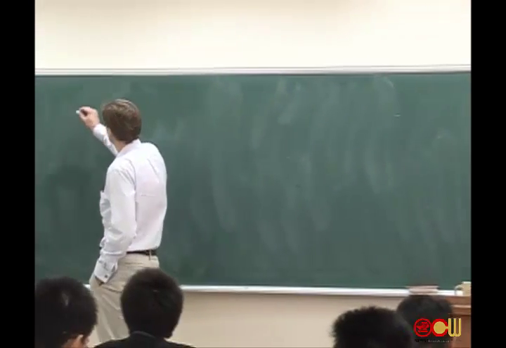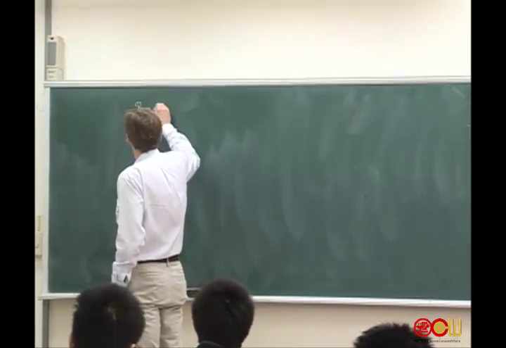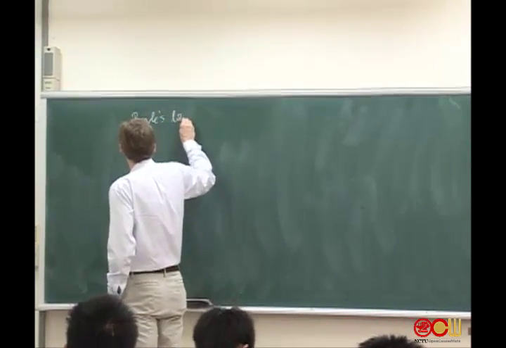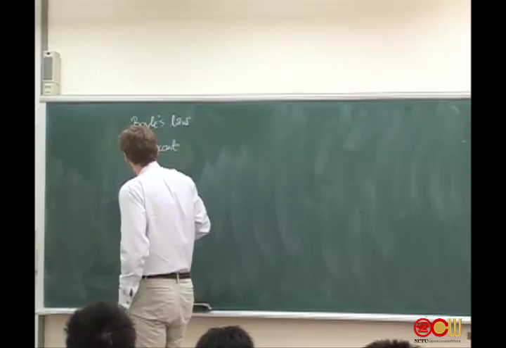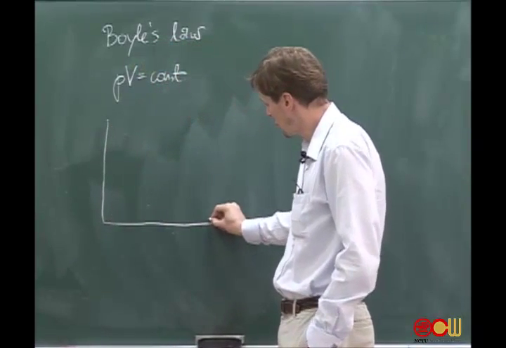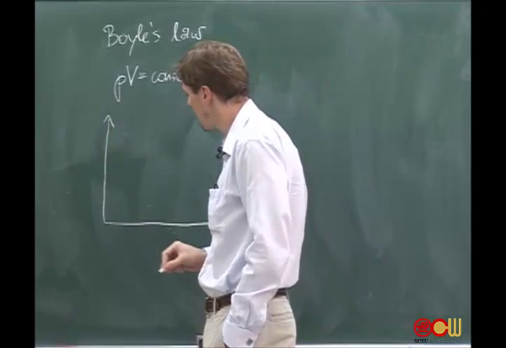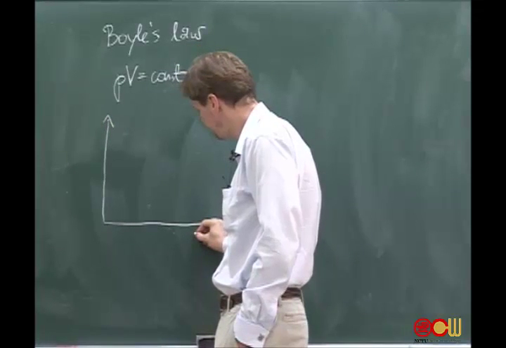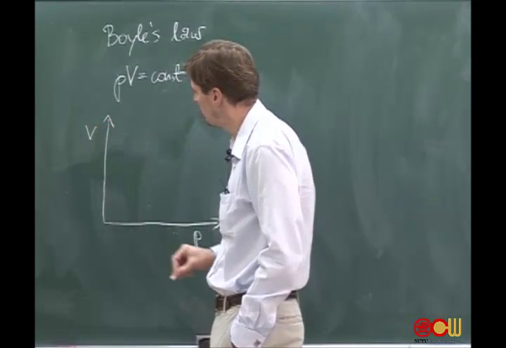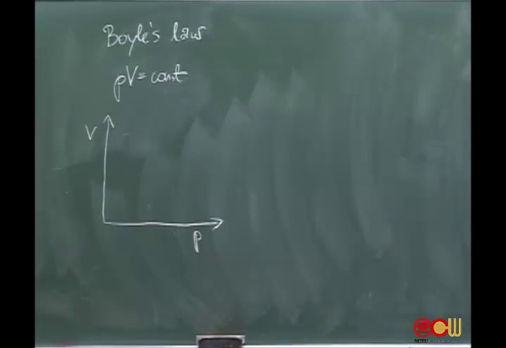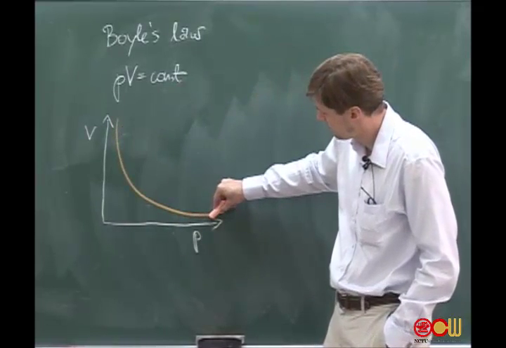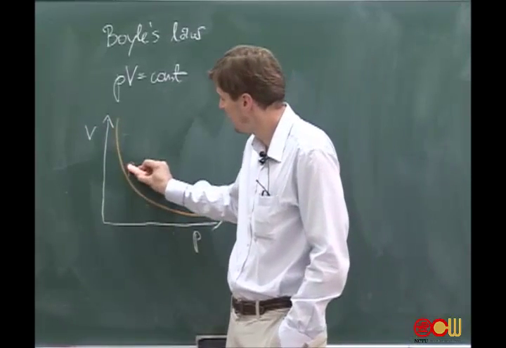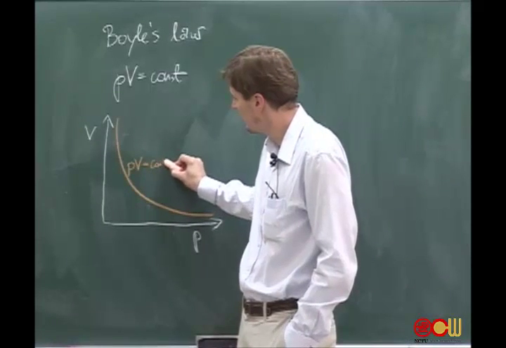Last class we wrote Boyle's law, which says that PV is constant. You should also remember how the plot for this one looks. If you have some sample, and on one axis you have pressure and on the other volume, this condition, PV equal constant, gives you a line that looks more or less like that. This is the line of PV equal constant.